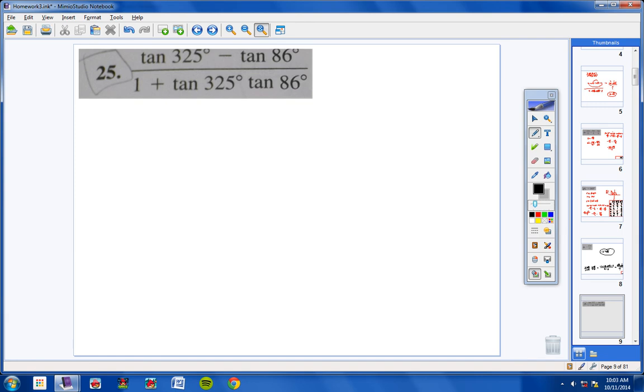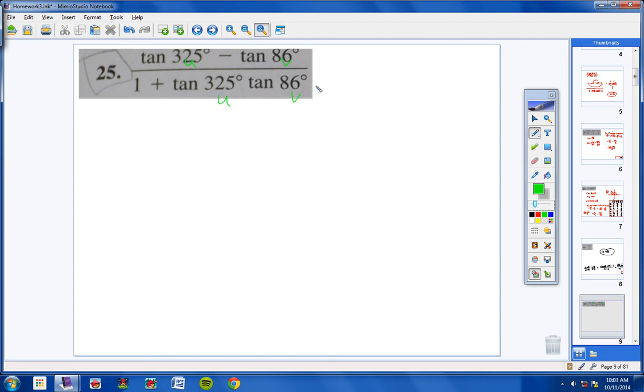Notice I have tangent minus tangent up top, and then down here 1 plus tangent. Now if you look in your sum and difference trig identities, this is your u, and this is your v.